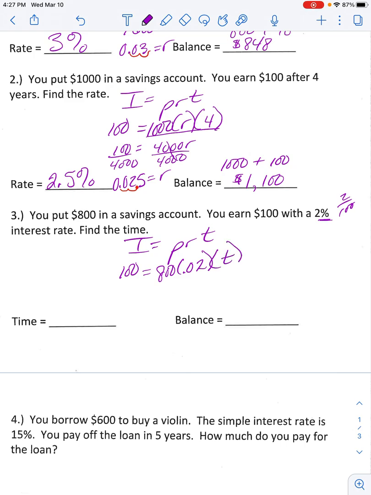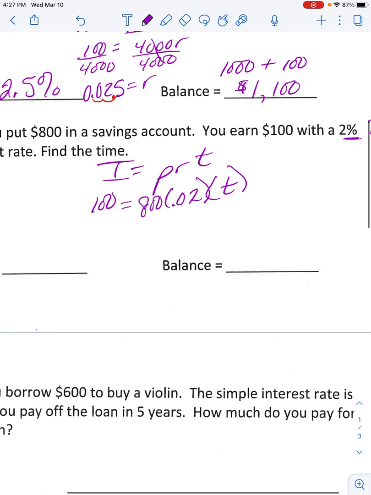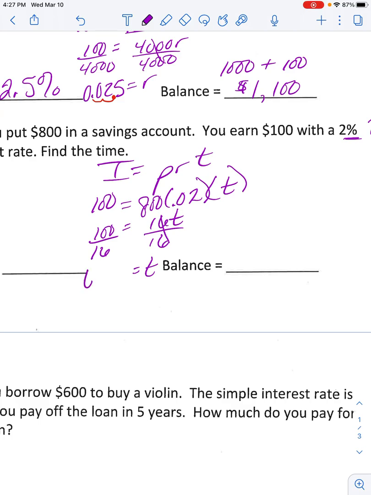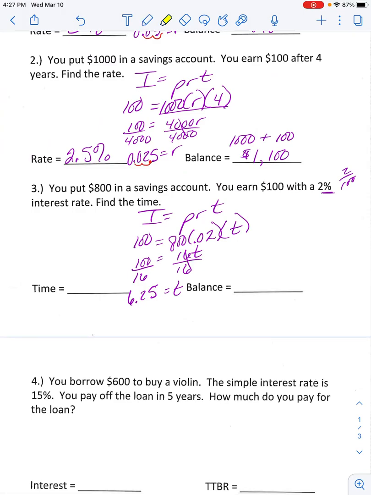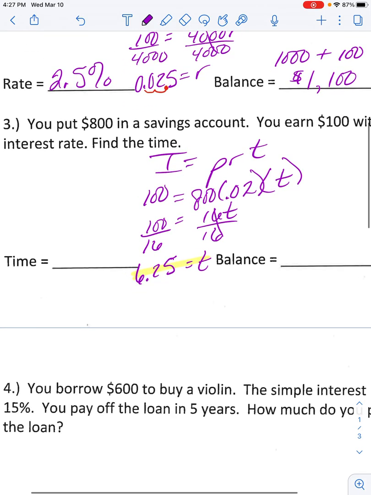Find the time. So we'll just leave T alone. We're going to do 800 times 0.02 to get 16T. We want to solve for T, so we're going to do the inverse and divide both sides by 16. So 100 divided by 16 is 6.25. Now, I'm going to be picky. The time is 6.25. Remember, time is always in years. So this is going to be 6 years.